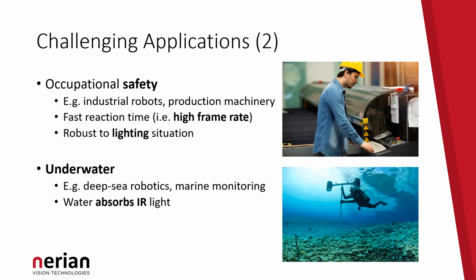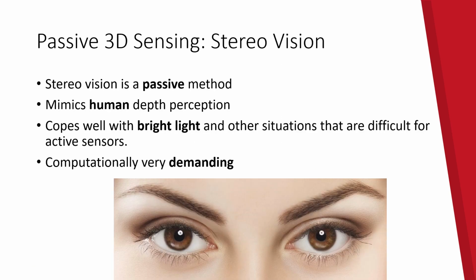So what are the alternatives to active 3D sensing? This is passive 3D sensing by use of stereo vision, which is basically just mimicking how we humans are able to perceive depth. Now, stereo vision copes quite well with bright light and many of the other difficult situations that we had on the slides before, but there's one significant disadvantage, and that is that the necessary image processing is actually quite computationally demanding.